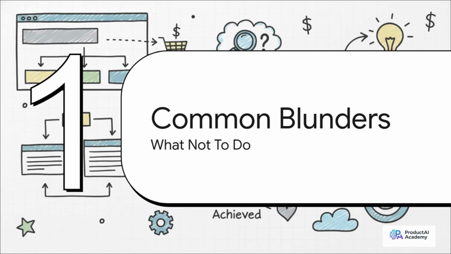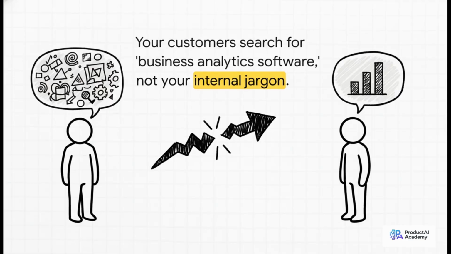Okay, so we've got the playbook for success. But you know, it's just as important to know what not to do. So let's quickly cover the three most common and most costly blunders I see teams make over and over again. Honestly, just avoiding these is half the battle. First up, and this is a big one, using internal jargon.